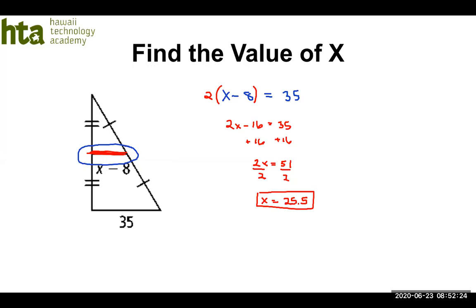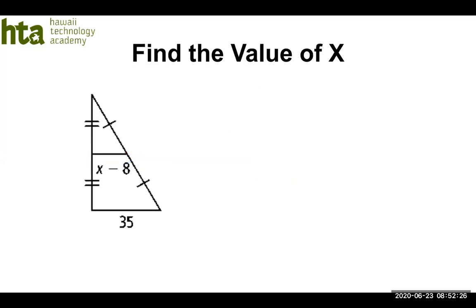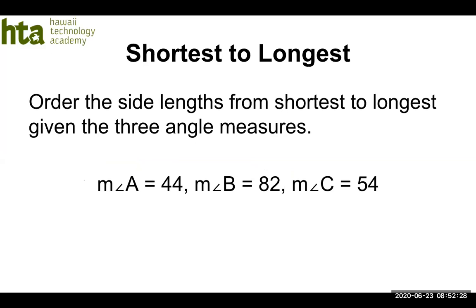All right, let's move on. How to determine which side lengths are shortest to longest when I'm only given the angle measures, okay?